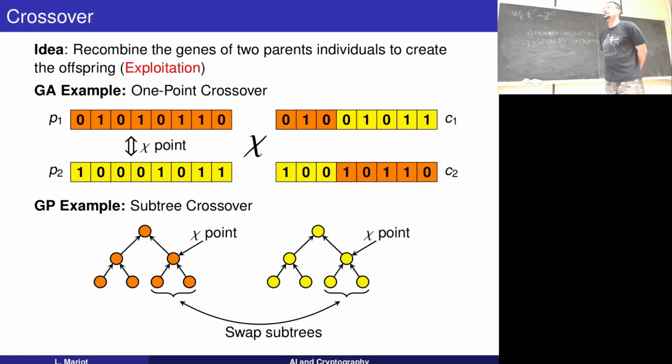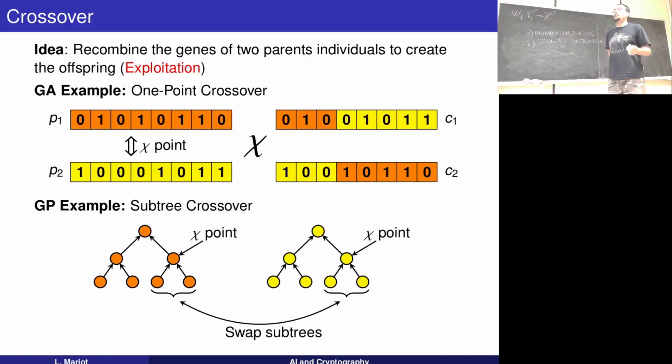So for crossover instead, the basic idea is exploitation of the search space. So the idea is that we want to recombine what are called the genes of two parents, and the genes in our case will be bits, either 0 or 1. We want to combine them in such a way to find a new offspring, a child solution that is better, hopefully, than the parents. And there are many examples in genetic algorithms of crossover.